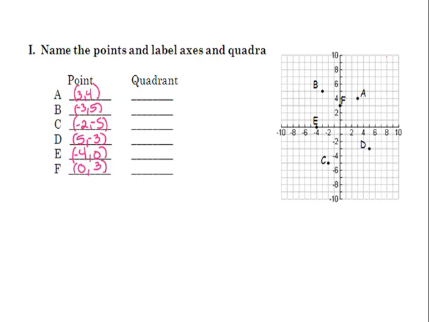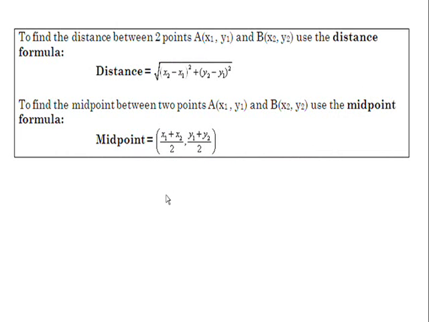Quadrants, remember our quadrants are 1, 2, 3, and 4. Right? They go counterclockwise, make a big C. So A is located in quadrant 1, B is located in quadrant 2, C is located in quadrant 3, and D is located in quadrant 4. How very linear of us. E and F, those are trick questions. E is located on the x-axis, which is not in a quadrant, and F is located on the y-axis, also not in a quadrant.